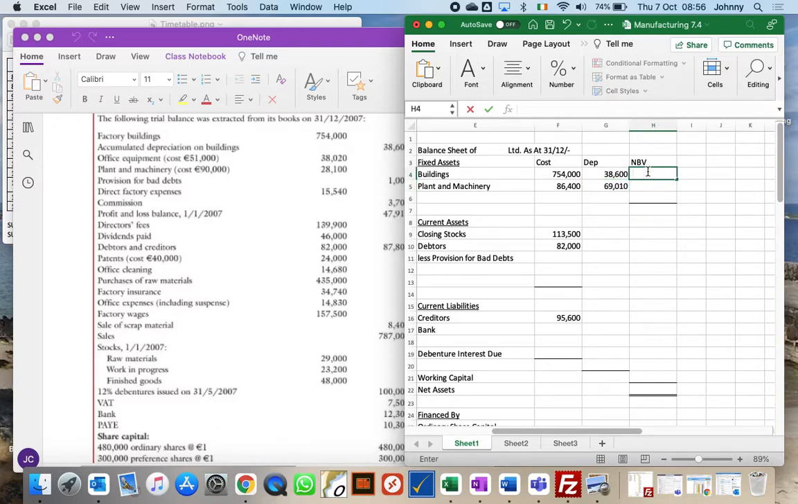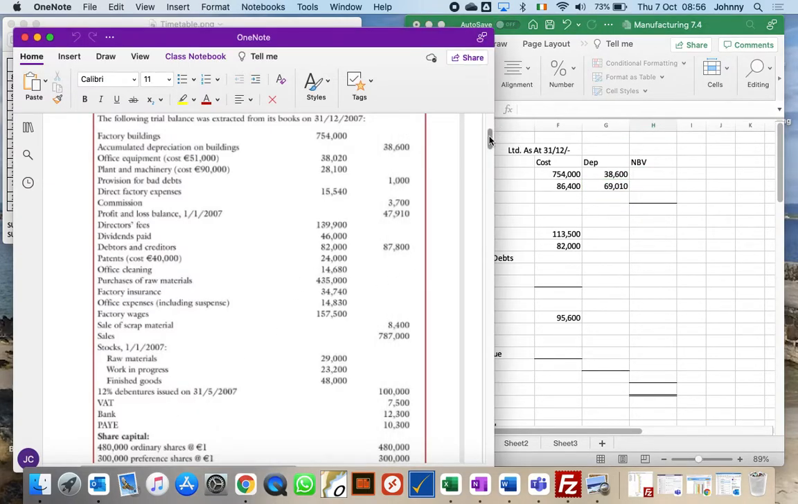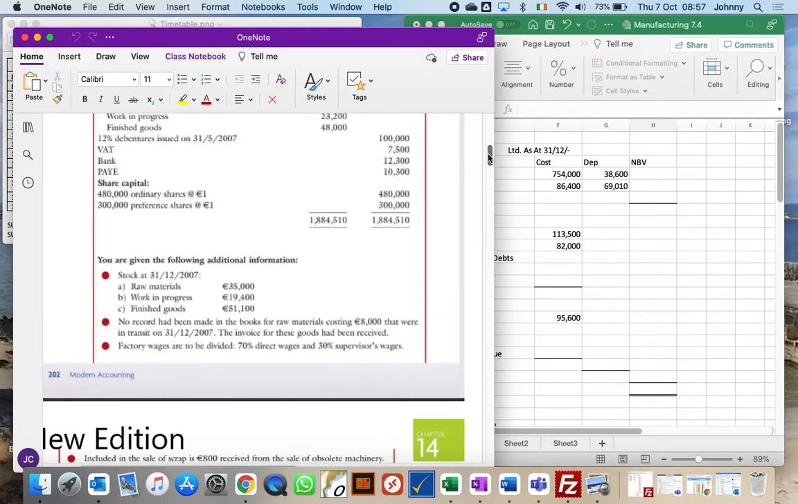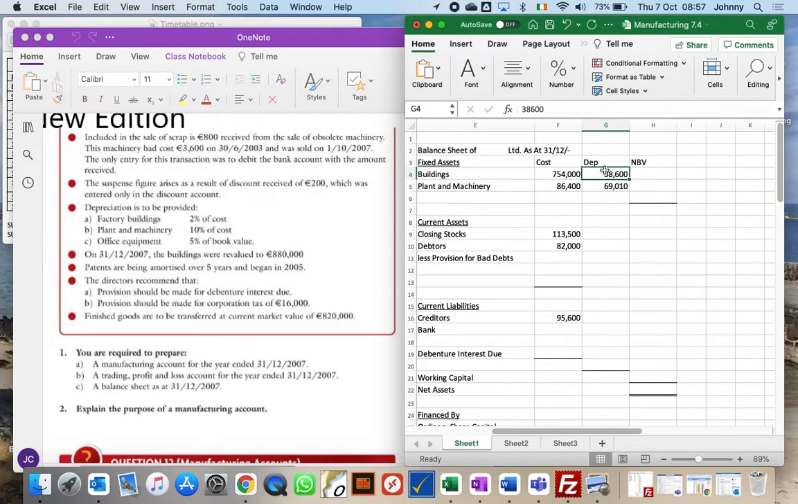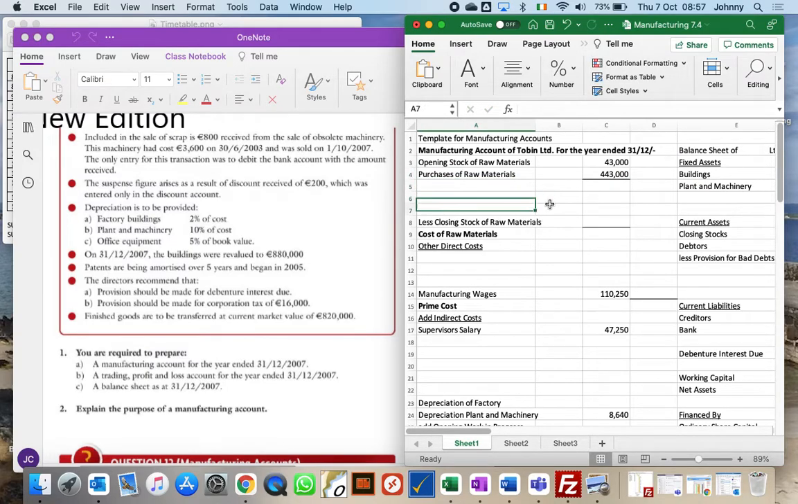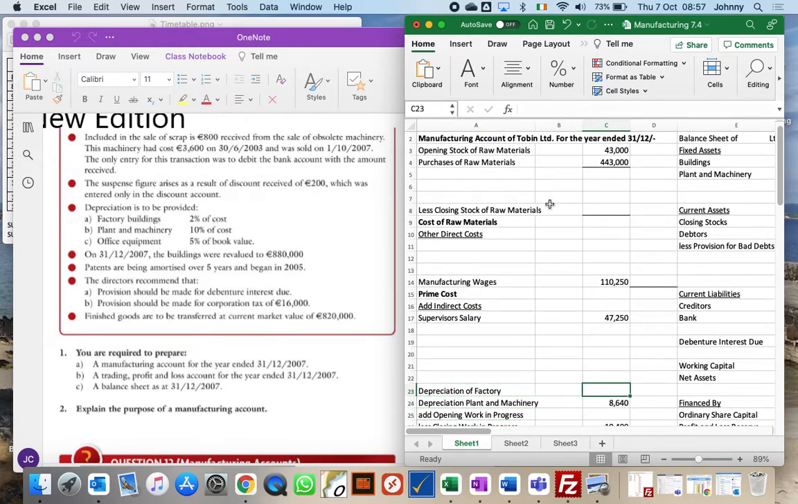I would have already depreciated, so that number isn't included here, so I'll do this now. It says factory buildings 2% of cost, so that means my depreciation is 38,600 plus 754 times 0.02. I just double check that I put in, so buildings, these are factory buildings, so depreciation of the factory will be in here. Equals 754 times 0.02.